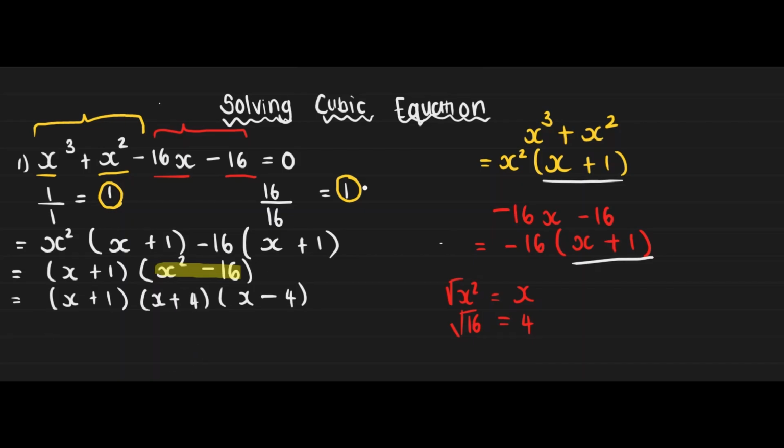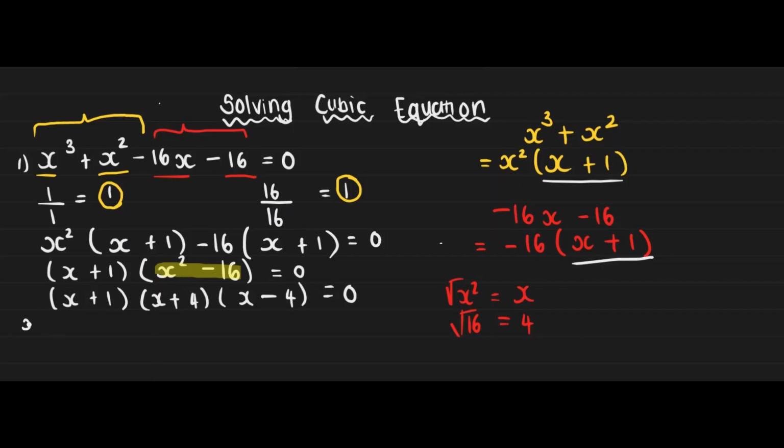Since this is solving cubic equations, right? This whole thing is equated to 0. So you need to say equals to 0 here, equals to 0 here, and equals to 0 here. So what's going to happen is, since we're solving cubic equations, we need to solve for each x value. So what happens is you equate each bracket to 0.